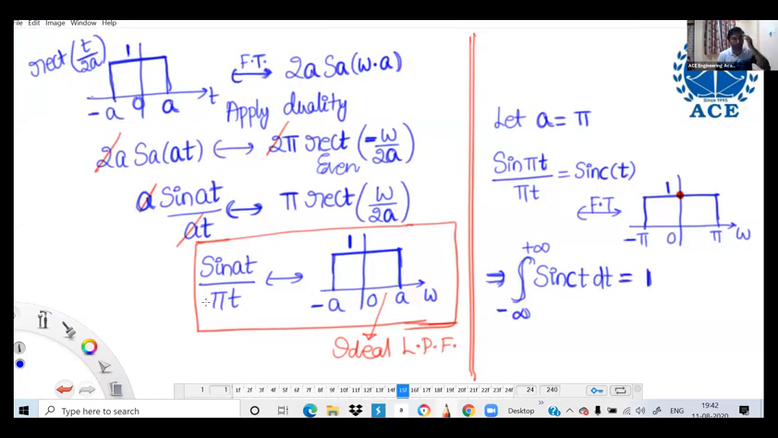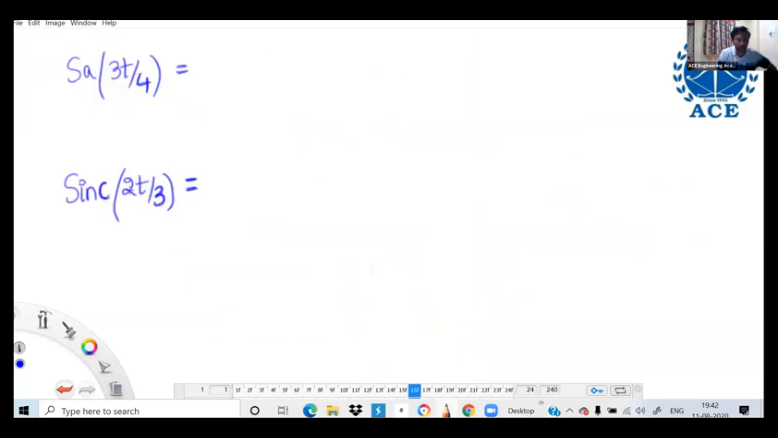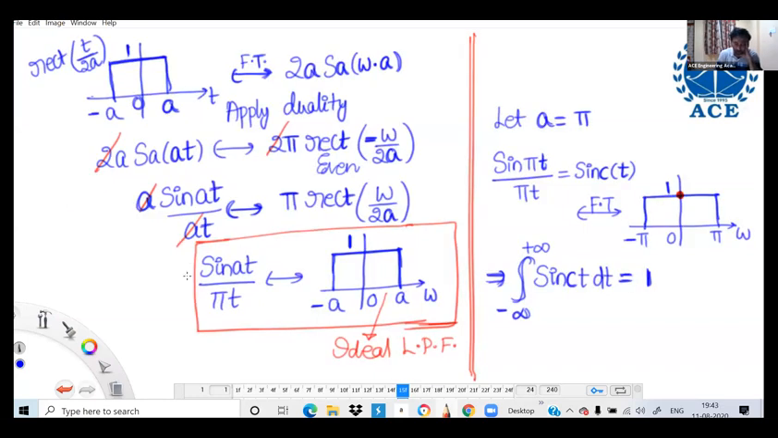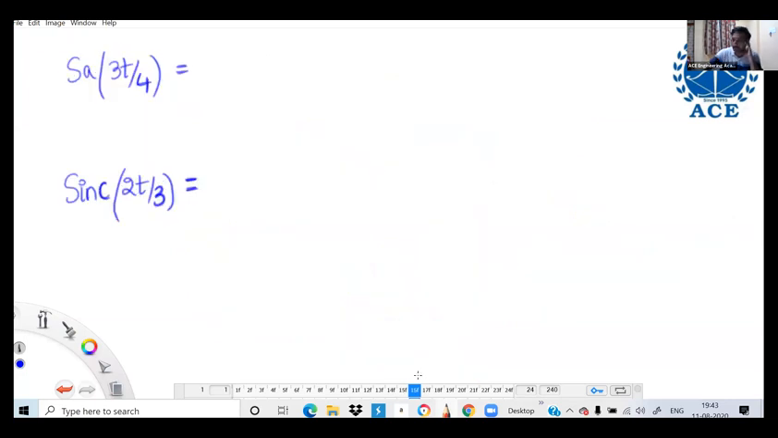First it must be converted to which style? Sin at by pi t, then only you can draw the spectrum. Anything extra becomes the amplitude of the rectangle. In our conversion, anything extra means it is the amplitude of the rectangle. Make it right, sir. I have given Sa function and sinc function, I want the spectrum. Both are rectangular spectrums only. They must be converted to which form? Sin at by pi t. Do the required adjustments.